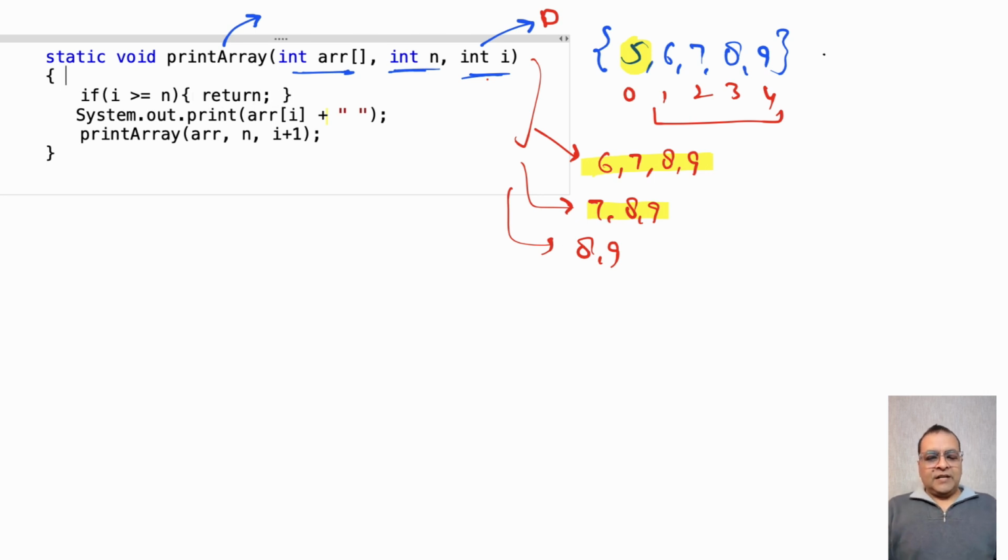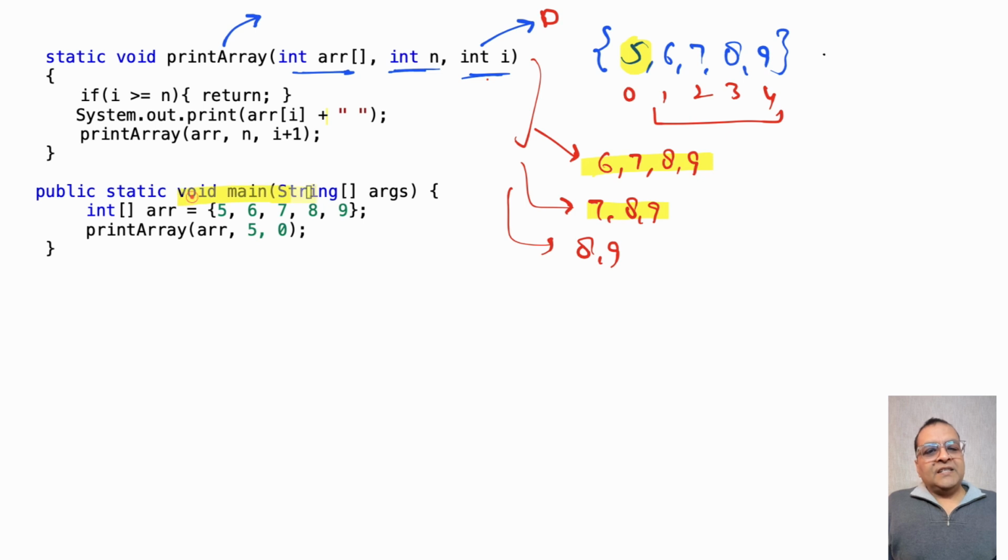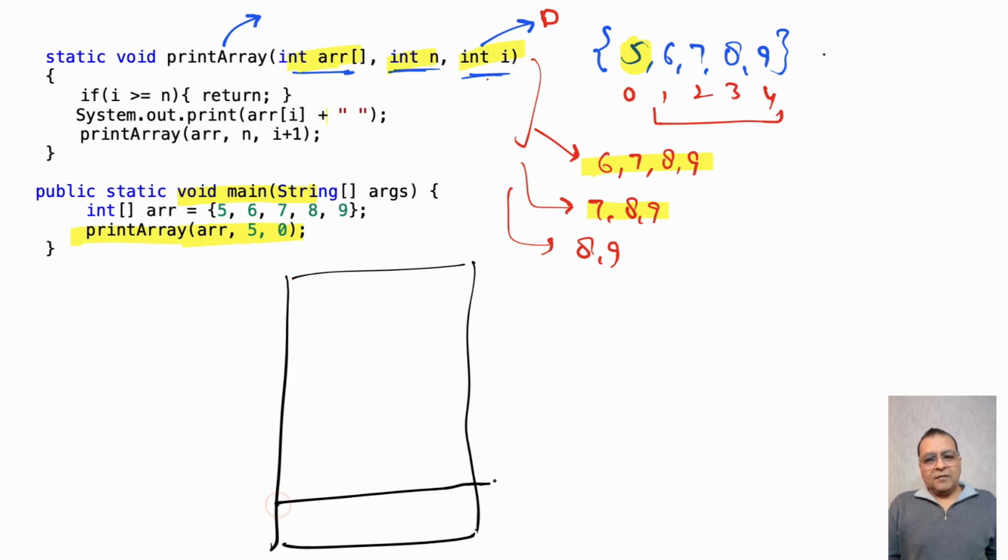Let us look at the call stack of this function. What this main function is saying is print the array arr of size 5 starting from index I equal to 0. Let's draw the memory model again. So this is the memory model. First the main function will be called and main function has this array arr.